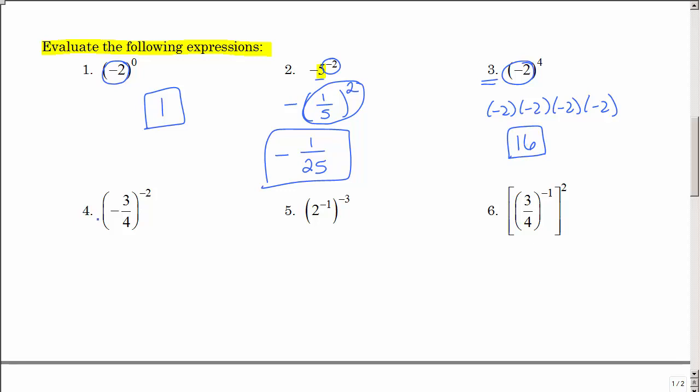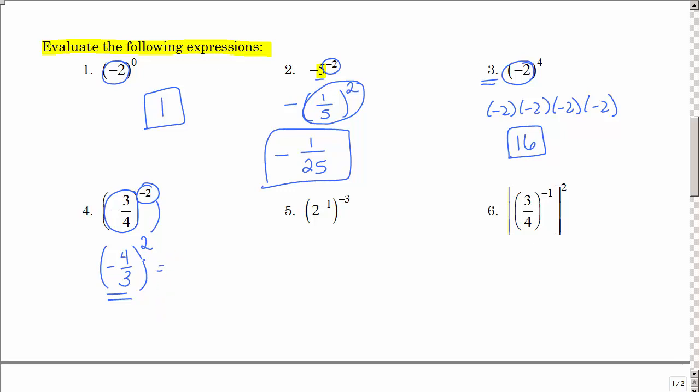All right, let's look at number 4. We have a negative base raised to a negative exponent. Do they undo each other? No. What we have to do is change that exponent to positive by taking the reciprocal of the base. A reciprocal keeps the same sign. It does not change that. But we're changing the sign of the exponent to positive by taking the reciprocal of the base.